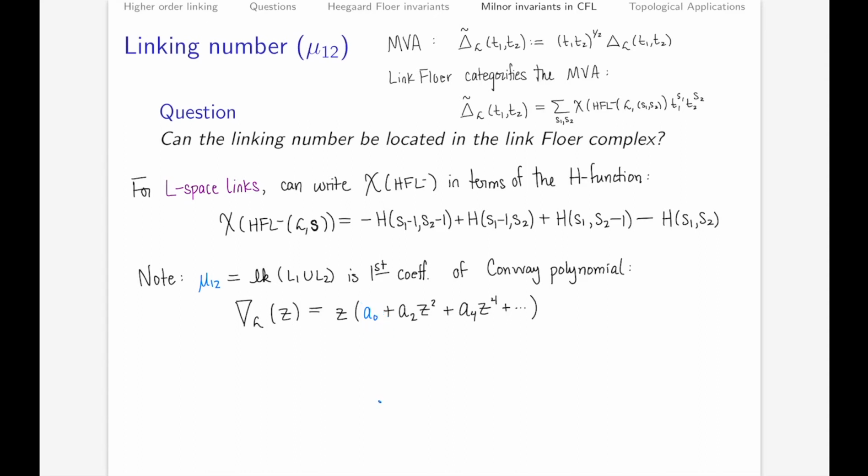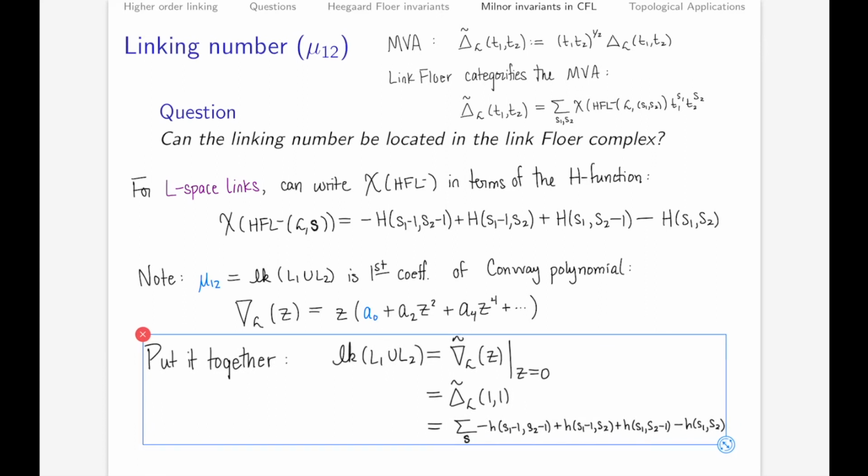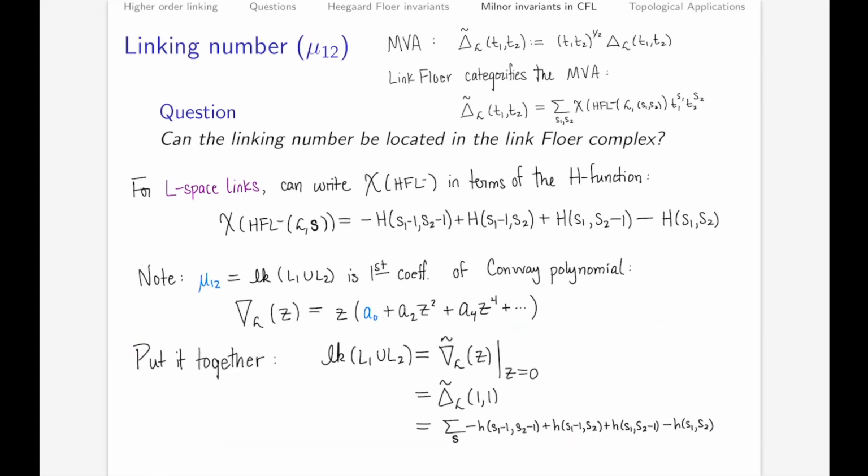The last thing to do is put all these observations together, and when you do that, you can see that the linking number of your two-component link is the normalized Conway polynomial. Normalized here means I'm dividing out by z, and then I'm plugging in z equal to 0. That gives me the coefficient a0. By the change of variables that goes from Conway polynomial to Alexander polynomial or vice versa, this is the same thing as evaluating the normalized multivariable Alexander polynomial at 1.